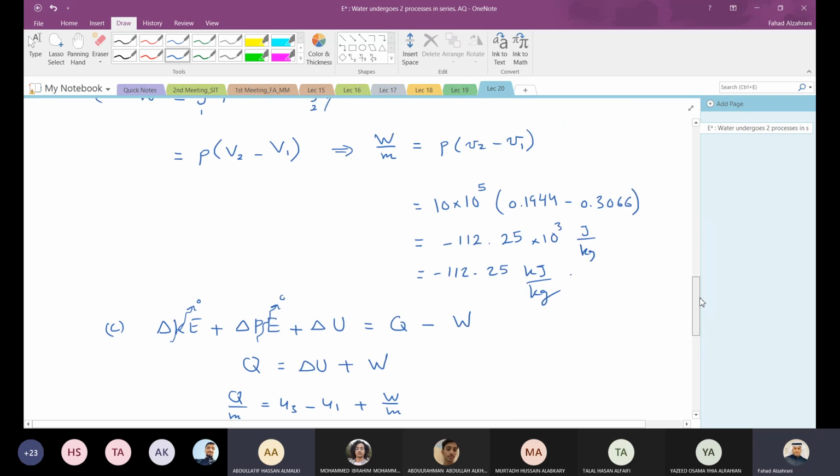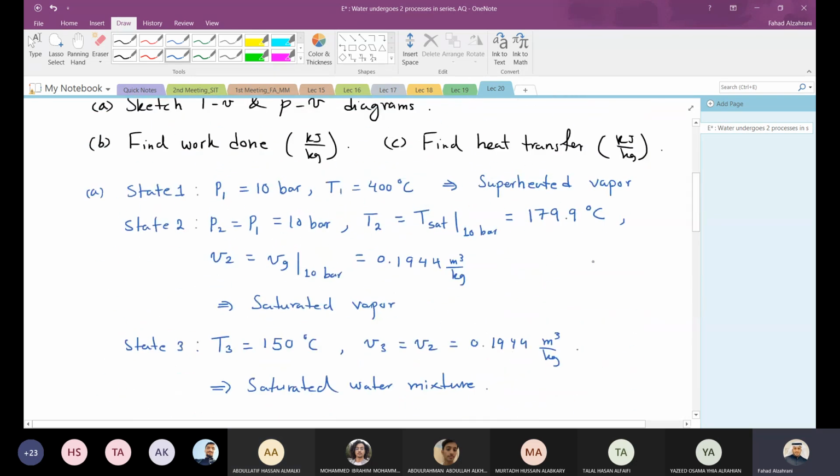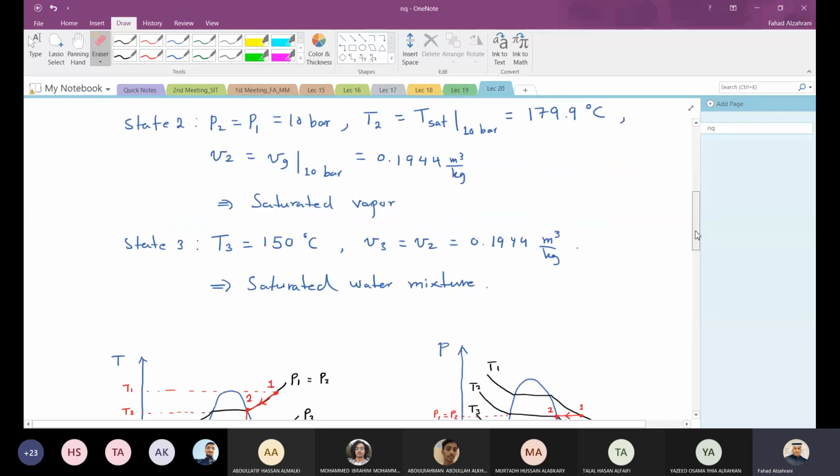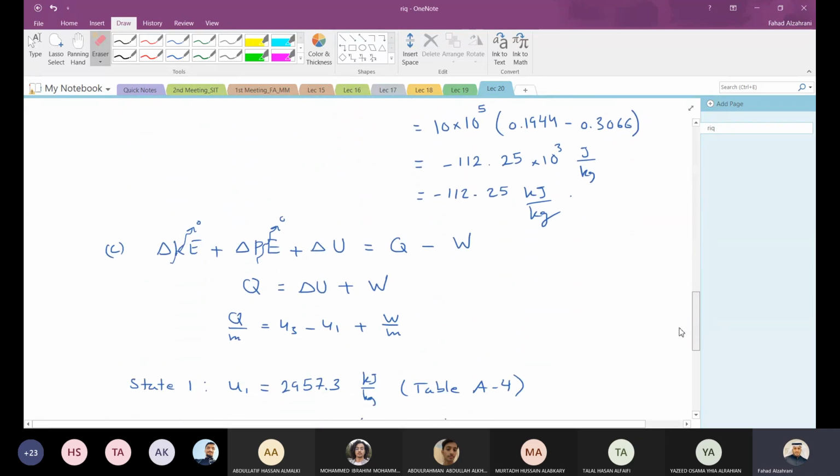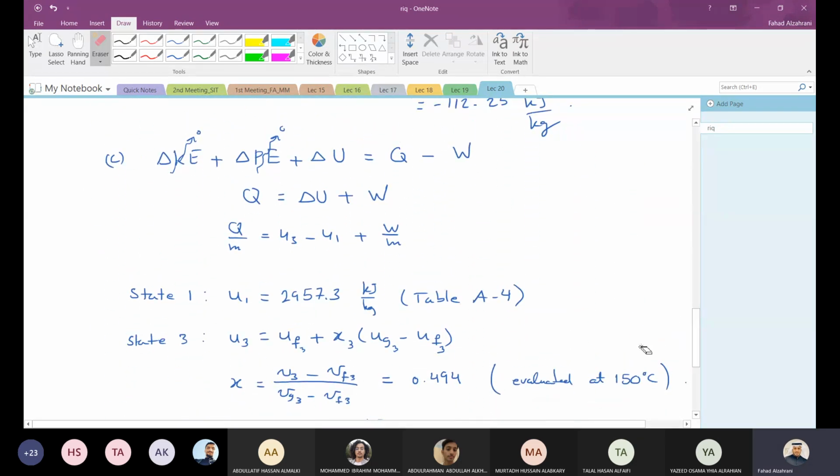Yes. What do we have here in state 3? I have the specific volume V3. So at the same temperature you have V3, and you have VF and VG. So you can simply find the quality, because this V3 is that of the mixture anyway. Okay, so simply we can do it like this.